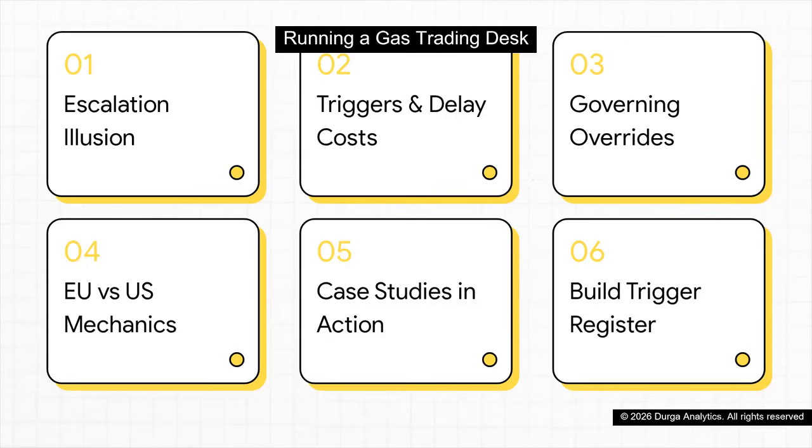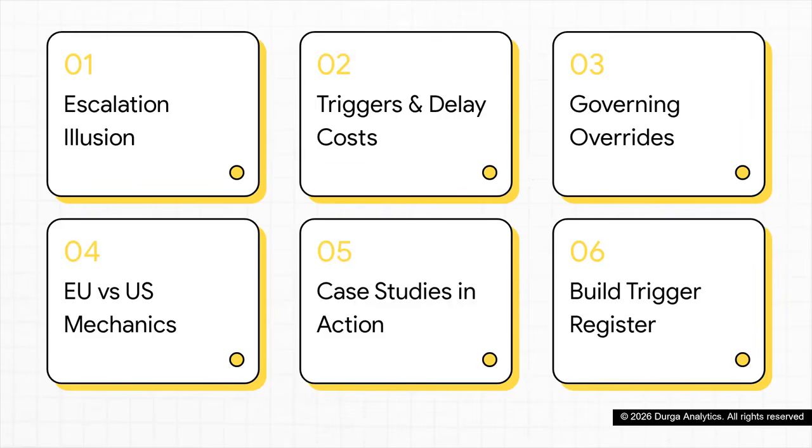We've got a tightly packed agenda today. We'll start with what I call the escalation illusion, then look at triggers and delay costs, governing system overrides, and compare the specific escalation mechanics of the EU versus the US. Finally, we'll look at some composite case studies and wrap up by building your very own trigger register.